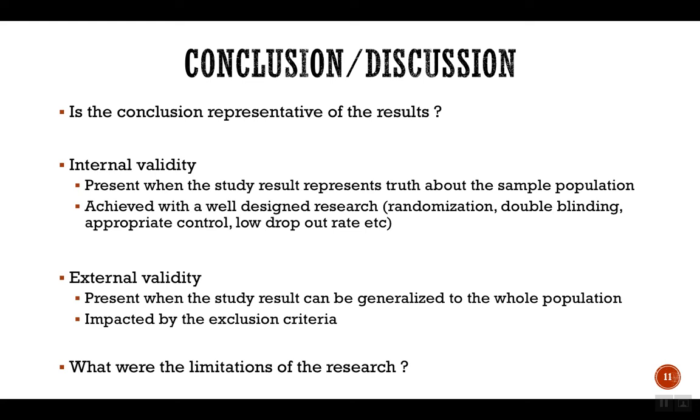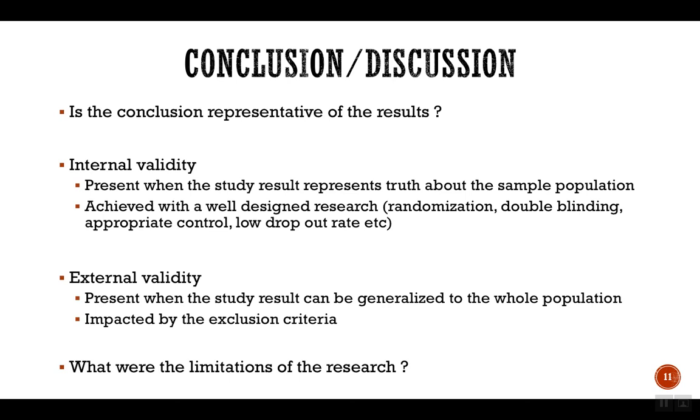The internal validity has to do with any bias or confounding in the trial itself. So it really focuses on how well the trial was designed. And this may be present when the study result represents the truth about the sample population. Okay. And this is achieved when it's well designed research, so it has randomization, double blinding, the appropriate control, etc. Okay, so internal validity is basically saying how well the trial was designed.